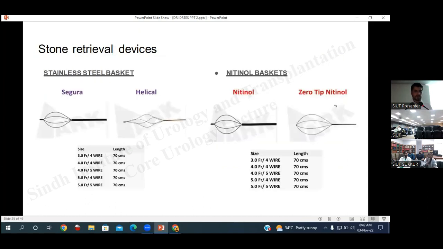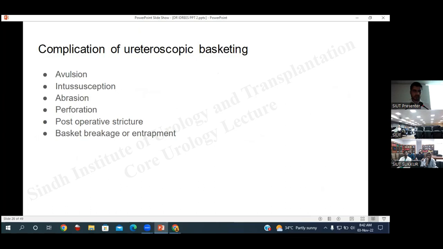Right. Now, stone retrieval devices. They are stainless steel baskets and nitinol baskets, in which the nitinol ones are tipless or with a tip. Tipless prevents ureteric injury. Complications of ureteroscopic basketing: it can lead to avulsion of the ureter, intussusception, abrasion of the ureter, perforation, post-operative stricture, and basket breakage or entrapment.